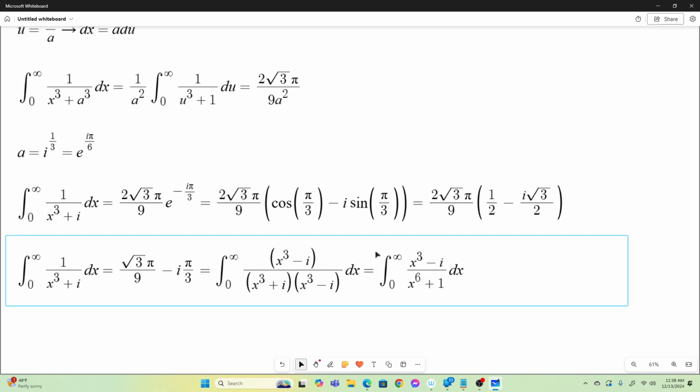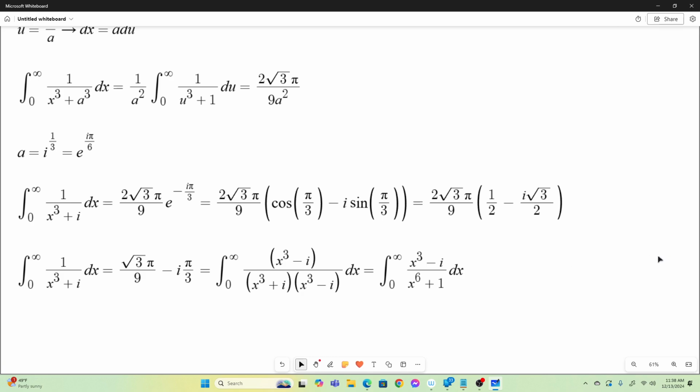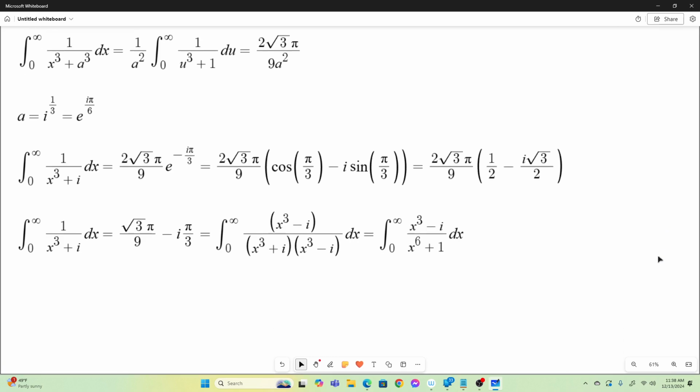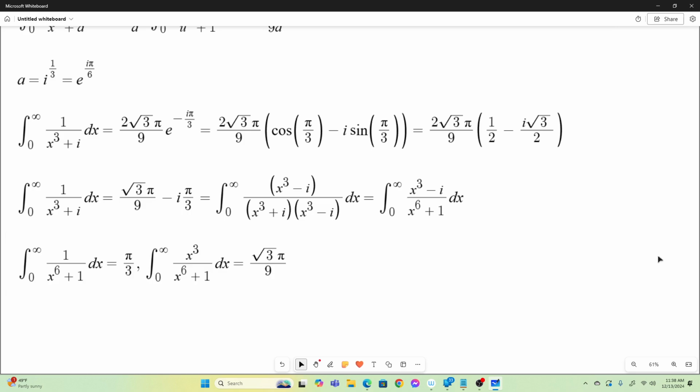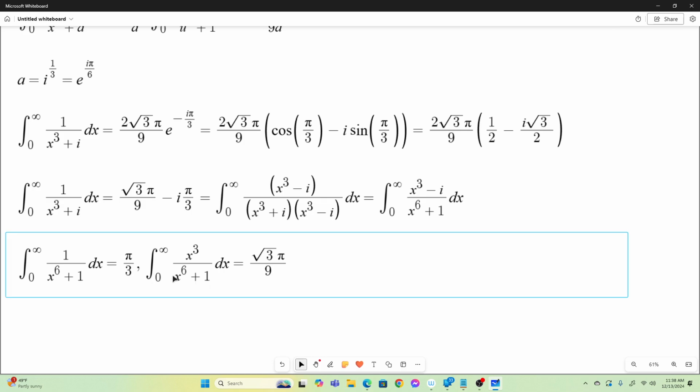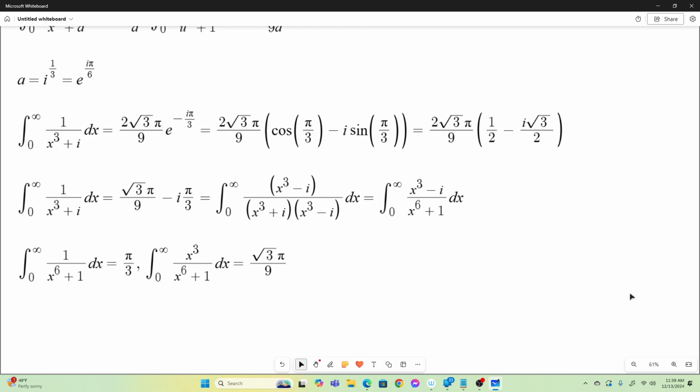So basically we have that this is equal to this, and then just taking the real and imaginary parts of both of those and setting them equal to each other, we have the answers to our original integrals. So the integral from 0 to infinity of 1 over x to the 6th plus 1 dx is just pi over 3. And the integral from 0 to infinity of x cubed over x to the 6th plus 1 is square root of 3 pi over 9.